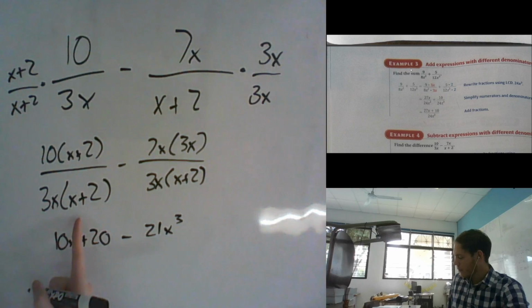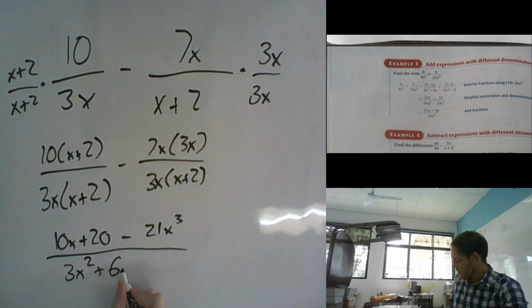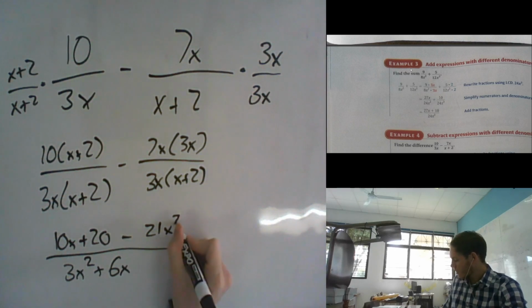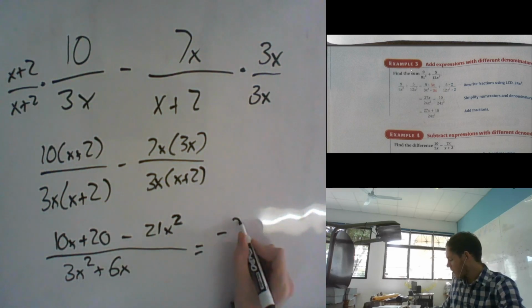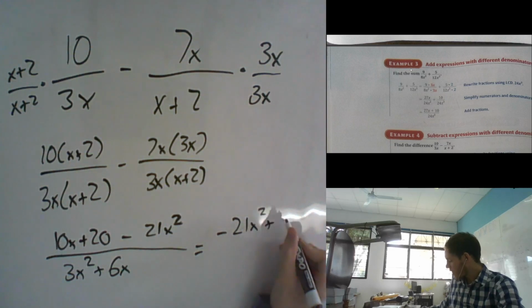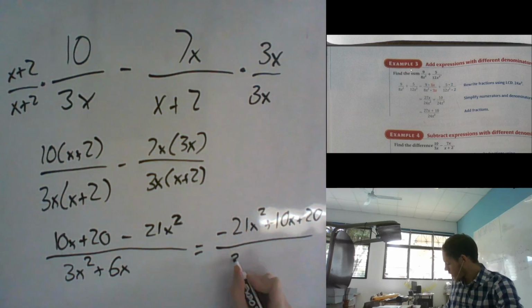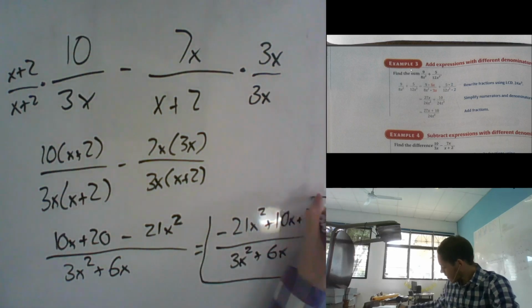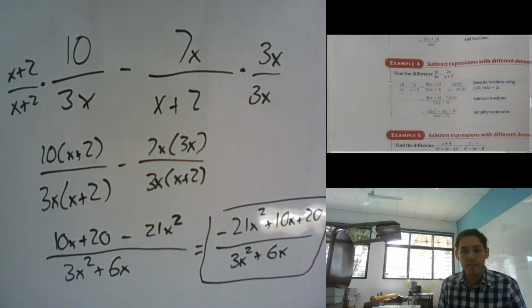And do they have the same denominator? Yeah. What's our denominator? We'll distribute. We get 3x squared plus 6x. Okay. This is squared. Sorry. I don't know why we're cubed. Squared. This could be written in a different order, so we'll write negative 21x squared plus 10x plus 20 over 3x squared plus 6x. And this is our denominator, and we're going to check it in the book, and that is accurate.